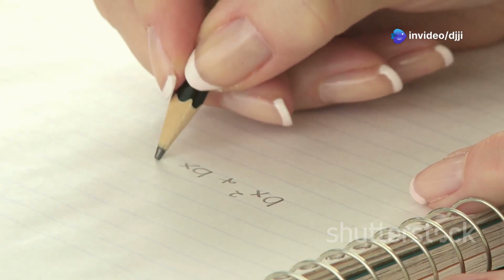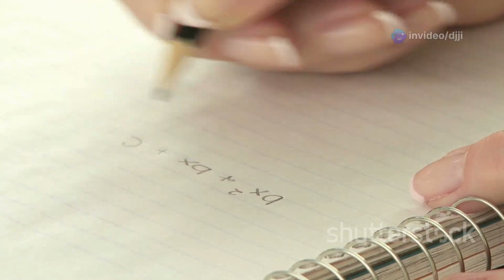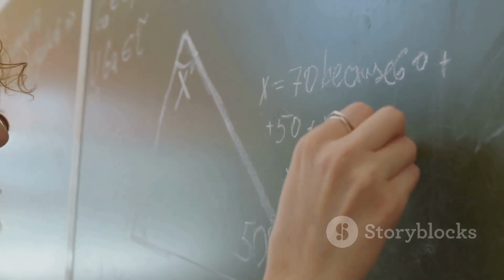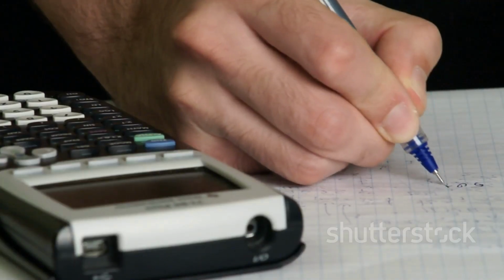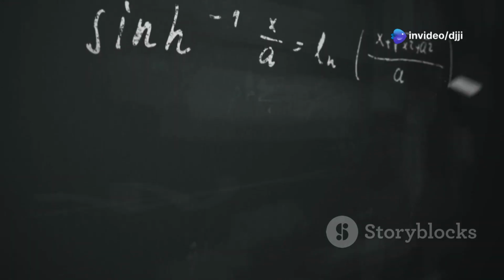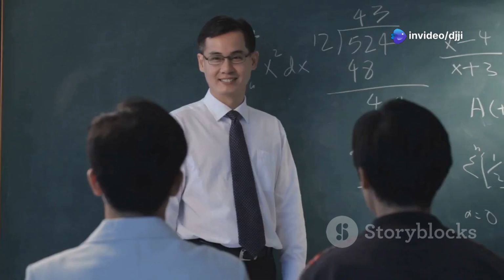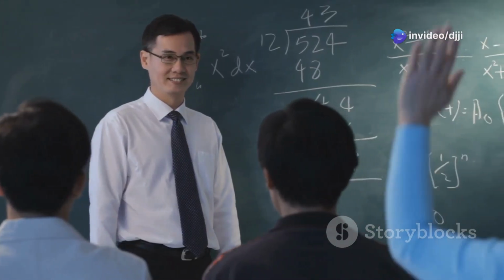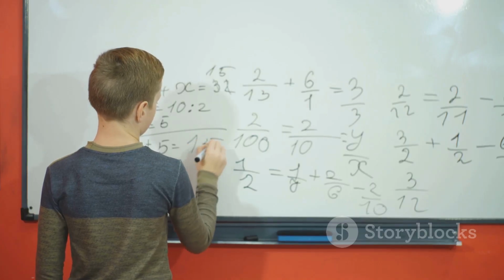Second, the square root of 18 equals the square root of 9 times 2, which is the square root of 9 times the square root of 2, giving us 3 times the square root of 2. Third, the square root of 8 equals the square root of 4 times 2, which is the square root of 4 times the square root of 2, giving us 2 times the square root of 2.